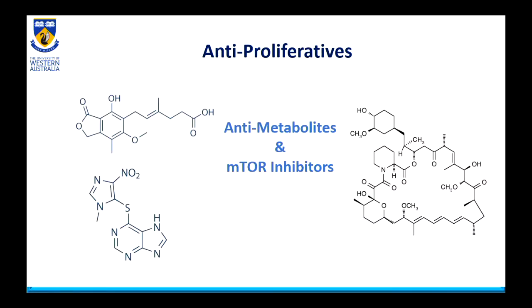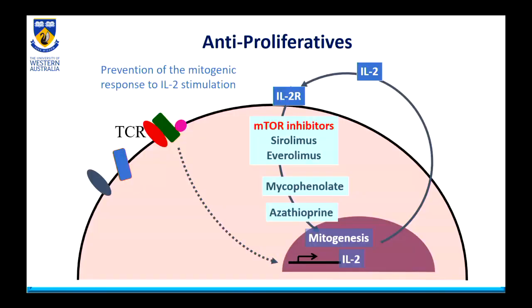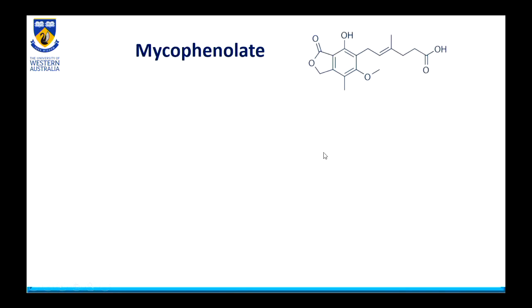So what about the antiproliferatives? These include antimetabolites and also the mTOR inhibitors. So antiproliferative, effectively, is the prevention of the mitotic, or the ability to proliferate, response to IL-2 stimulation. And it can work through the antimetabolites, mycophenolate, azathioprine, or the mTOR inhibitors. So first of all, mycophenolate.